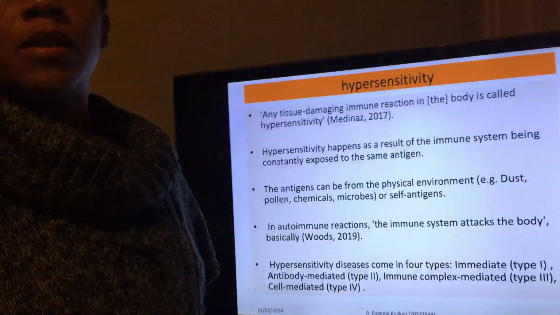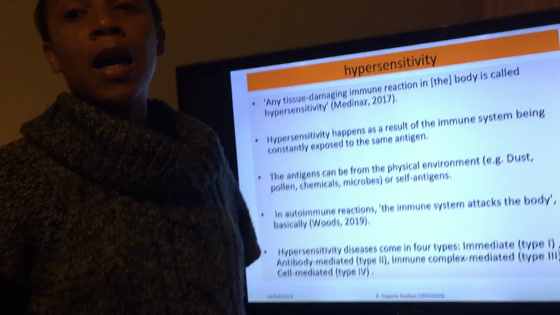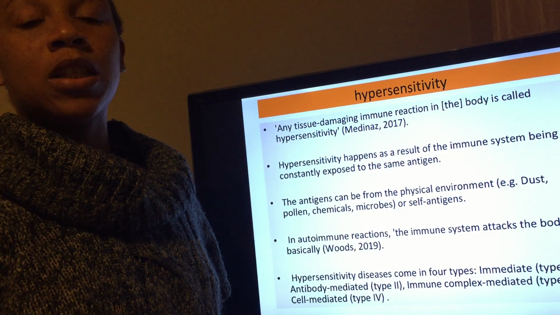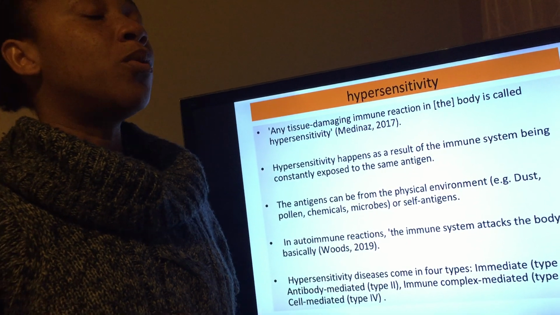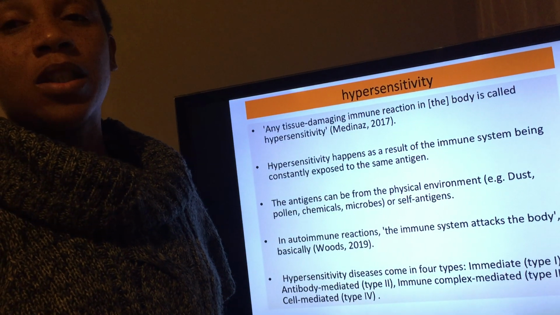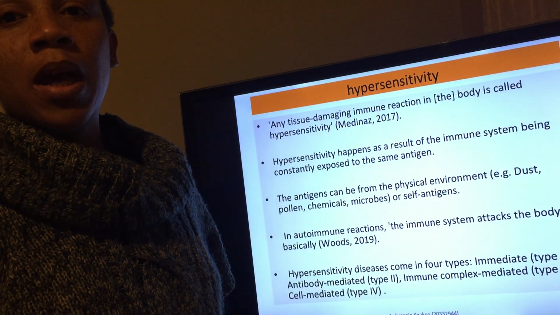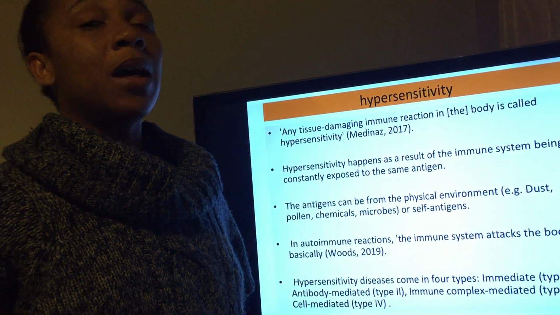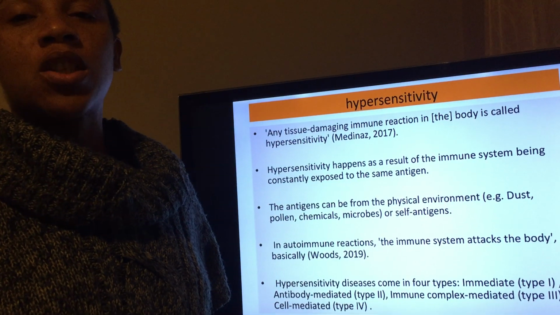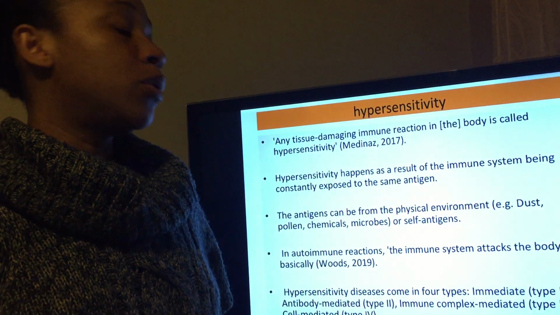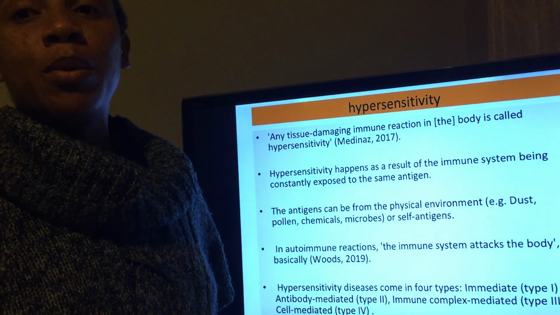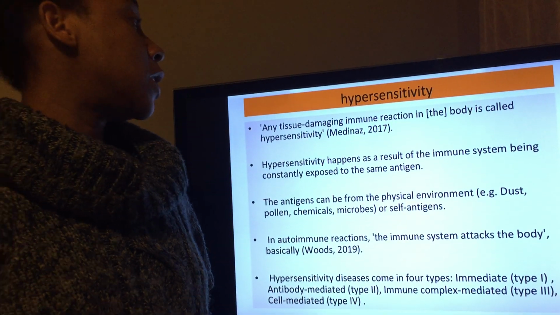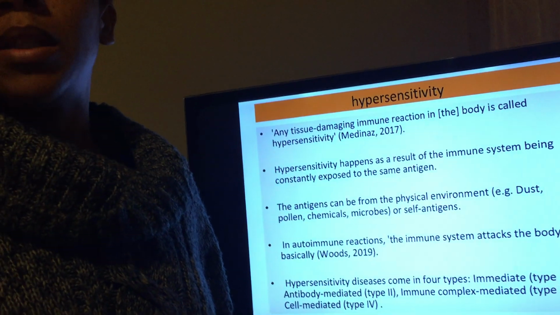Hypersensitivity now. Hypersensitivity happens when the immune system attacks healthy cells as a result of a malfunction in the body. It can be triggered by antigens from the physical environment, such as pollen, chemicals, or dust, or by self-antigen. Hypersensitivity ranges from trivial and annoying discomfort, such as allergy in immediate type 1 hypersensitivity, to more serious diseases such as multiple sclerosis, which is an autoimmune disorder. Hypersensitivity diseases are grouped into 4 categories. The first 3 categories involve antibodies, while the last category is cell-mediated.